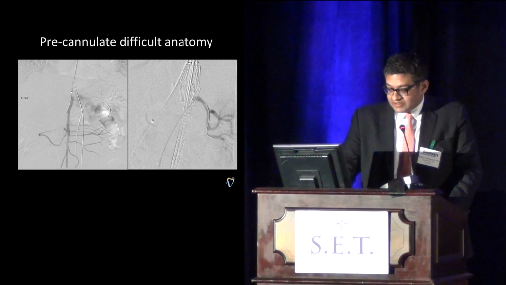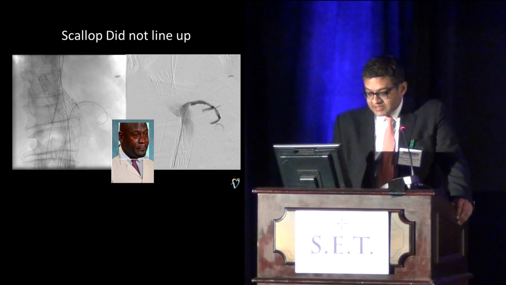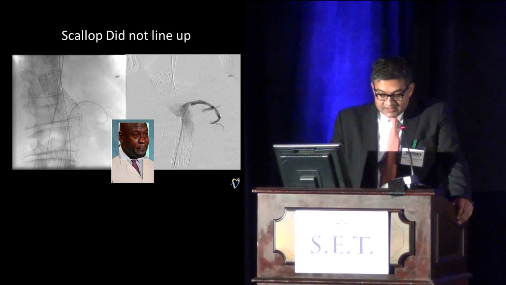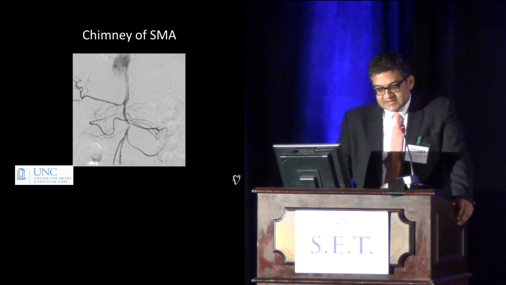However, to my dismay, the scallop did not line up with the SMA, and it turned me from the happy-go-lucky vascular surgeon to a popular meme that's currently going around with a former UNC graduate. Because I was wise enough to place a wire and a sheath in the SMA before this, I was able to bail myself out doing a chimney of the superior mesenteric artery. So we use scallops not just for access scallops.